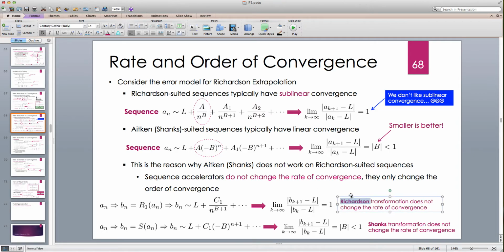If I apply Richardson to an error model with this behavior, I'm not getting a good result, because Richardson is suited for sublinear sequences, and Shanks works on the oscillatory sublinear sequences. Okay.